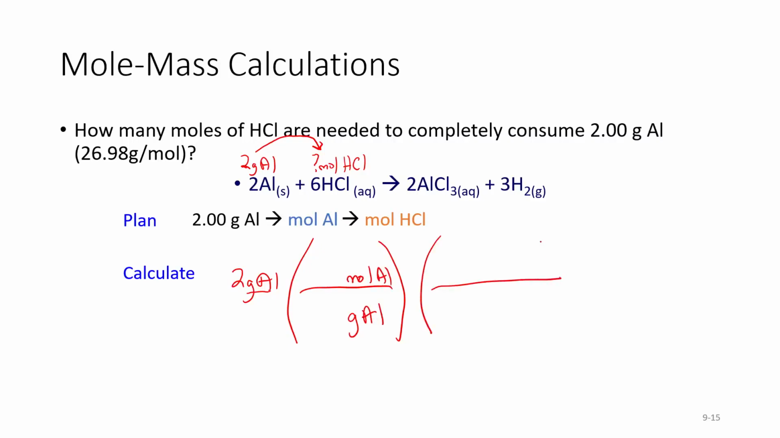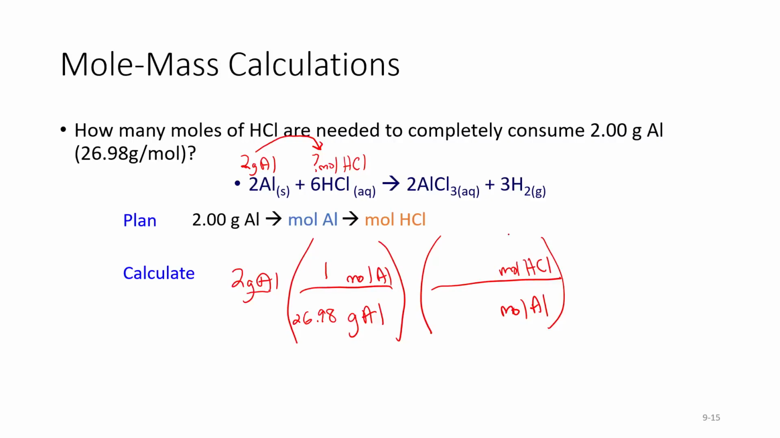Now the next step, we can finally get to moles of the new substance. So moles of aluminum, now we can get to moles of HCl. So in here, since we're going from grams to moles of the same substance, we're going to use our standard conversion factor. 1 mole is equal to the mass from the periodic table, which they have provided as 26.98 grams.